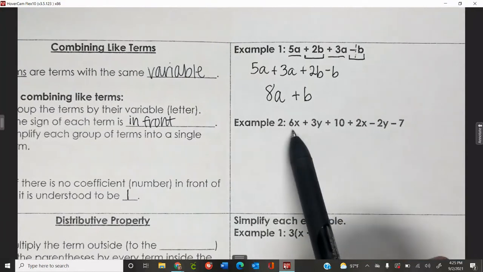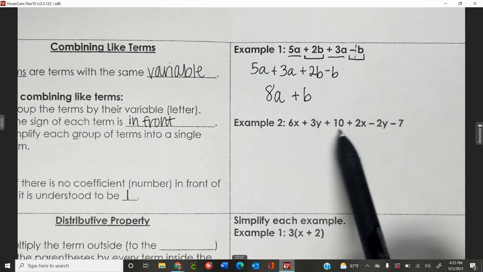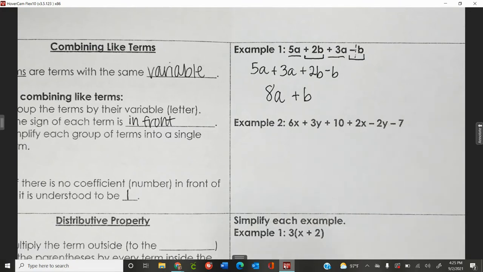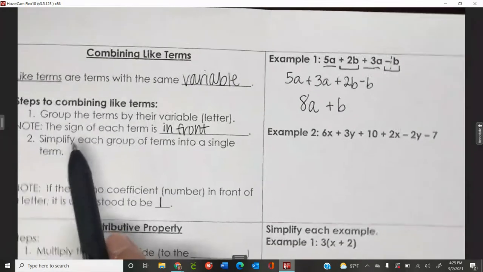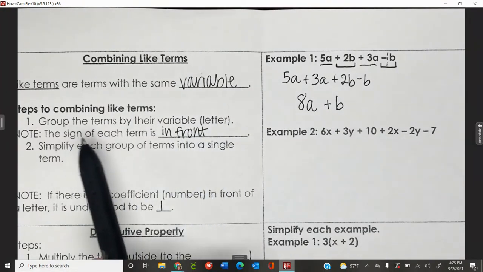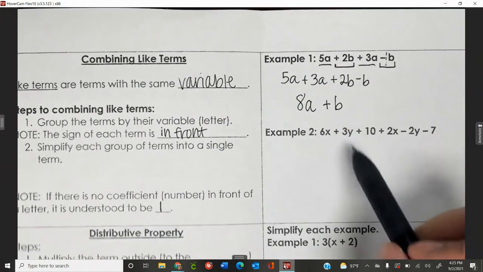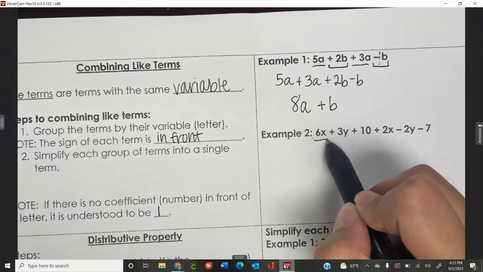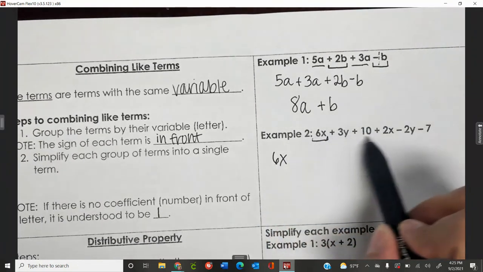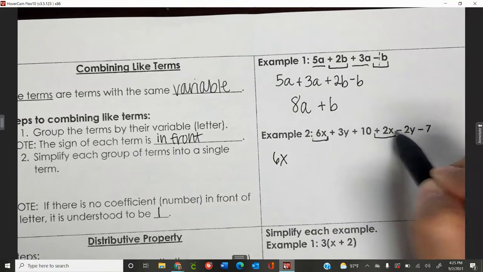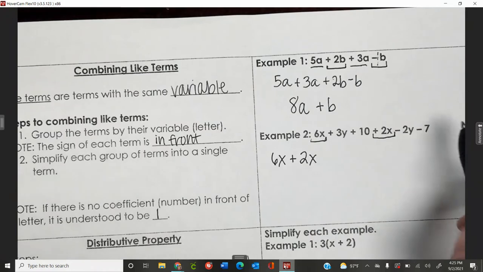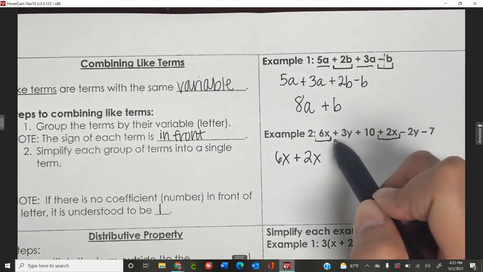For example 2, I have 6x plus 3y plus 10 plus 2x minus 2y minus 7. Again, our first step is to group the terms by their variable or their letter. Make sure you're taking the sign that is in front. So here I'm going to start off with 6x. I need to check, do I have any more x's? I have plus 2x. I do not have any more x's, so now let's go on to our y's.